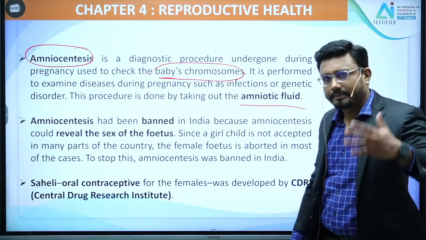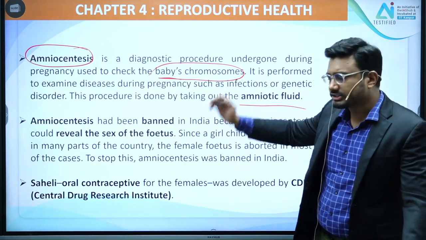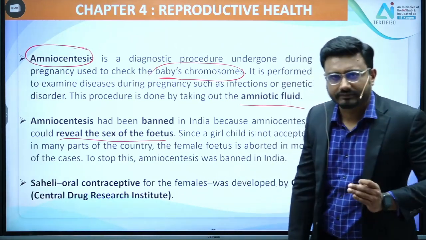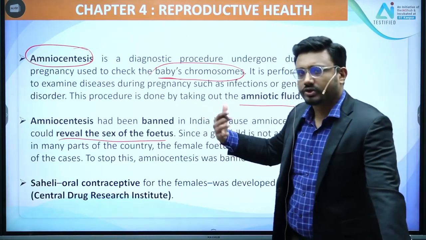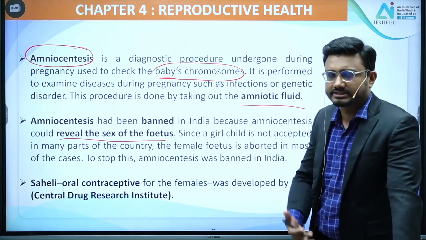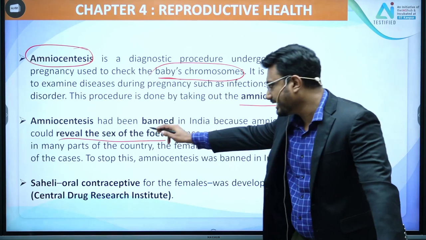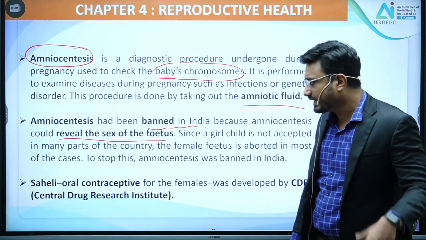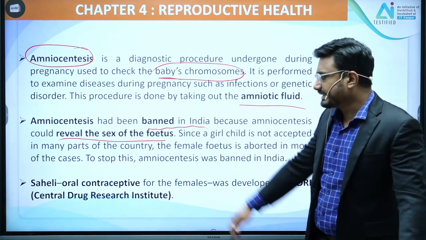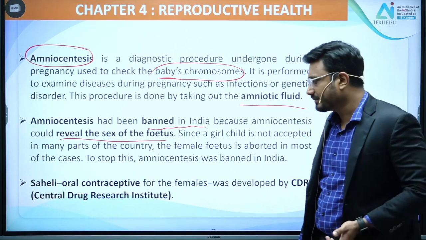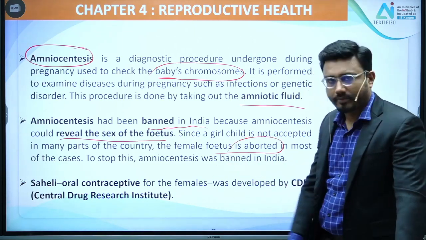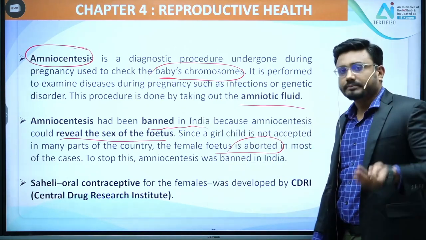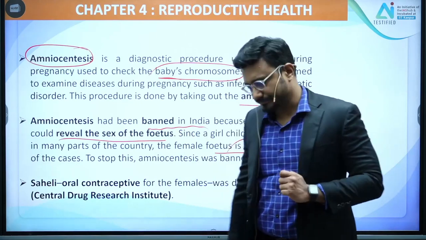But this process also helped in revealing the sex of the fetus. As it revealed the sex of the fetus, the parents could know whether they would have a female or a male child. Thus it had to be banned in India, because the female child is not accepted in many parts of our country. If the parents knew that they would have a female child, the female fetus was aborted, and thus the amniocentesis process needed to be banned in India, because it could reveal the sex of the fetus.